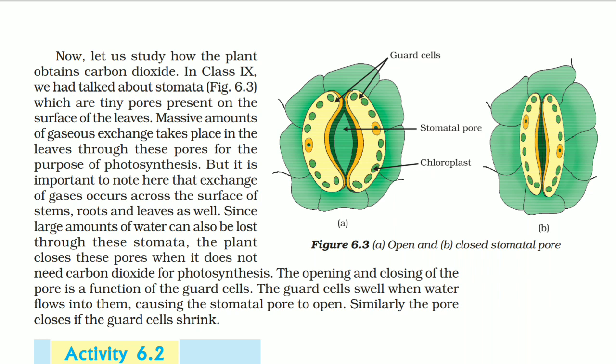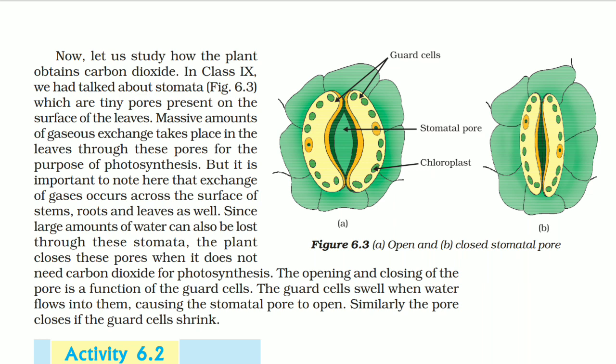Since a large amount of water can also be lost through these stomata, the plant closes these pores when it does not need carbon dioxide for photosynthesis. So it can be open or closed. This process takes place in the guard cell. The opening and closing of the pore is a function of the guard cell.